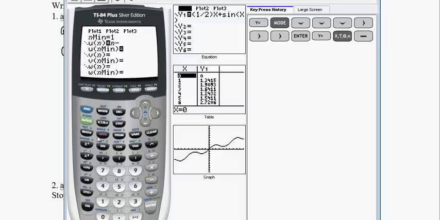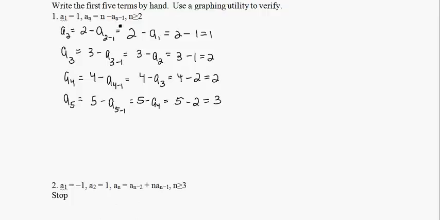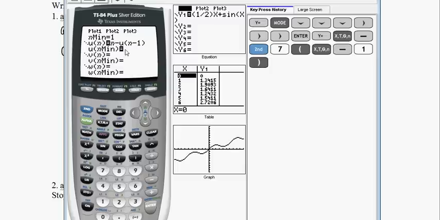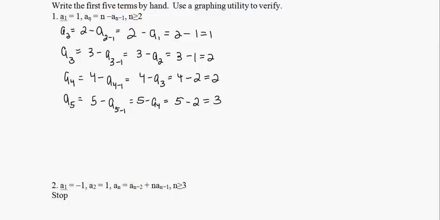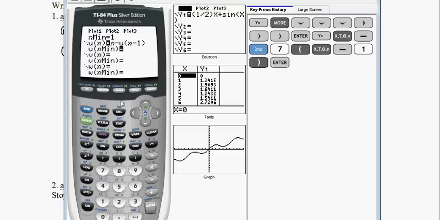So it'd be u. And when you use parentheses, it's implied that that is your subscript. So that's the same thing as n minus a sub n minus 1. This is our first term. Our first term in this case is equal to, what is it, 1. So we put 1 in there, and press enter.